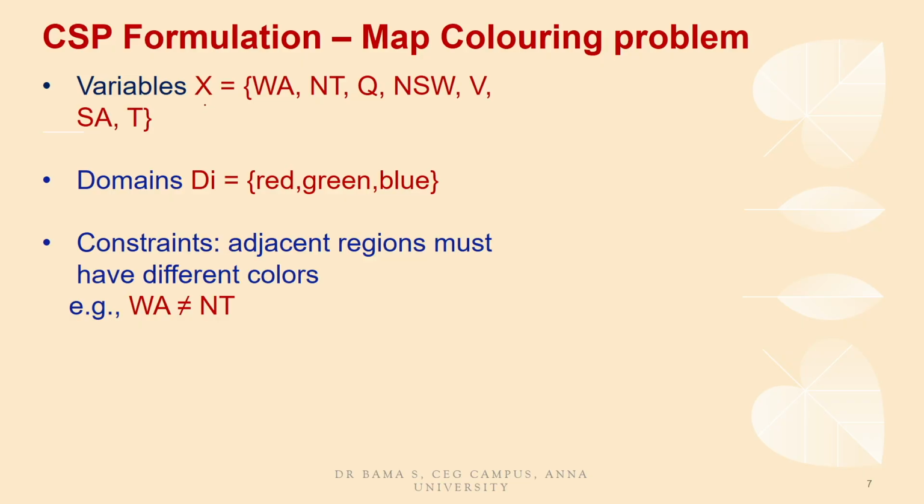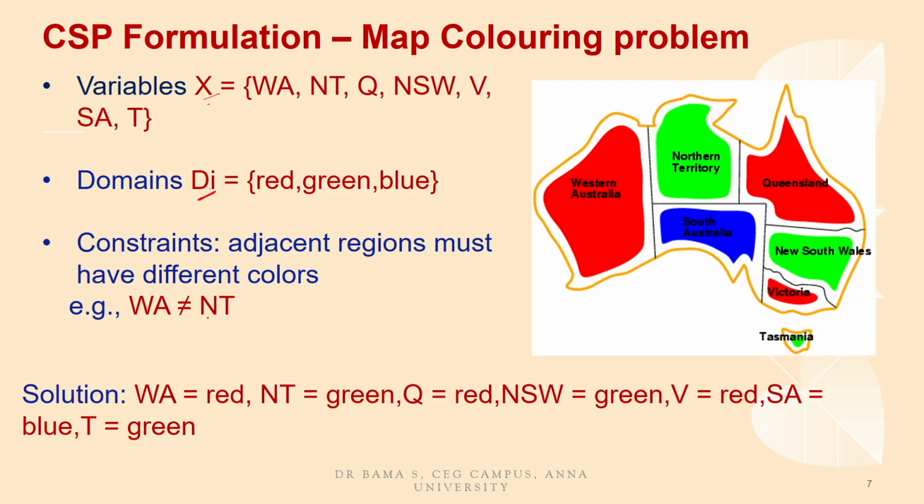And after that we did the constraint satisfaction problem, and typically we did the map coloring problem of the Australian map, where the variables are X, the domains are D, and the constraints are represented for this problem as: no two adjacent regions are going to share the same color. So, this is one example of CSP.